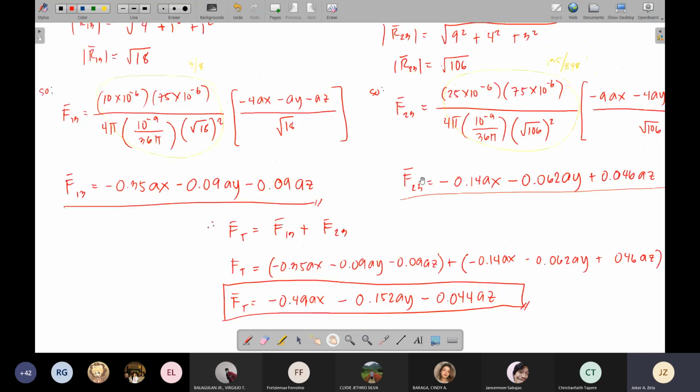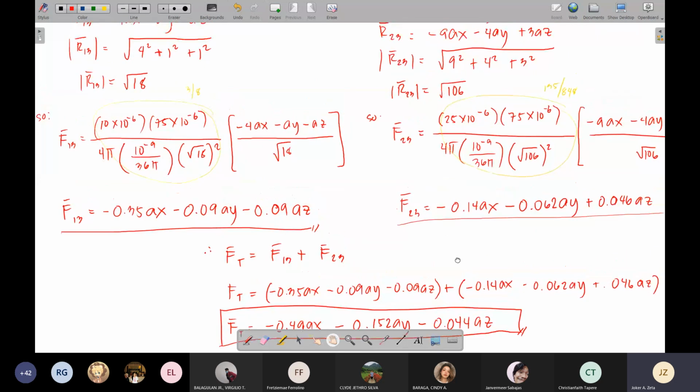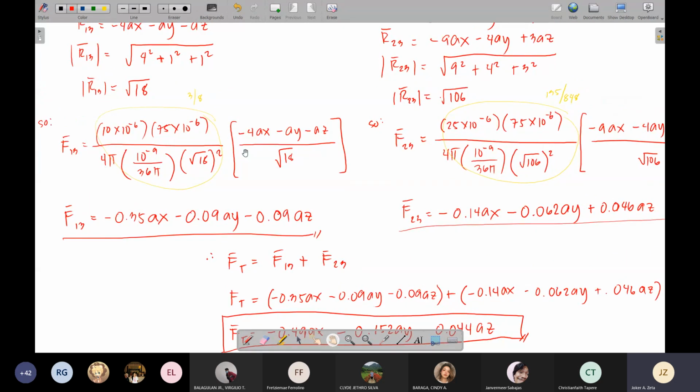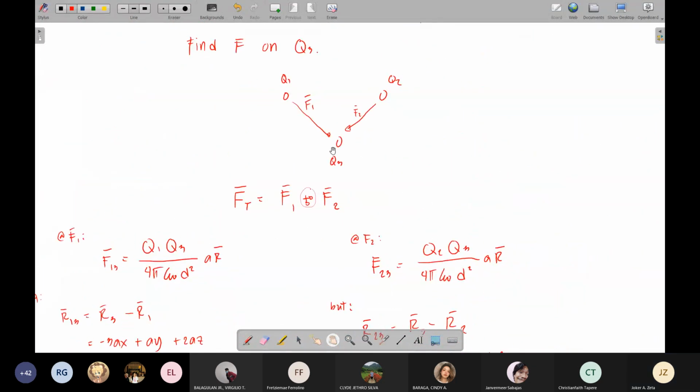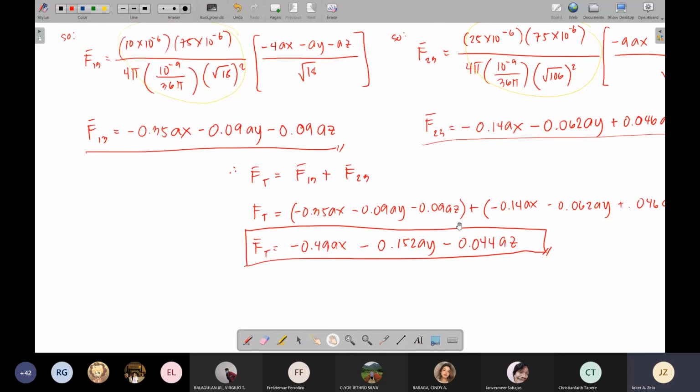Sir, kailangan gyud nga ang vector imong i-add? Yes, kailangan gyud. Di pwede nga ang magnitude alone. Okay? Kay take note, naay na sila kaugalingon nga direction. Kung imo lang i-add ang magnitude, dili sakto ang direksyon sa force 1 ug force 2. Each of them has its own direction. So you have to include the direction. It's very important nga apil ang direksyon sa pag-add nimo.